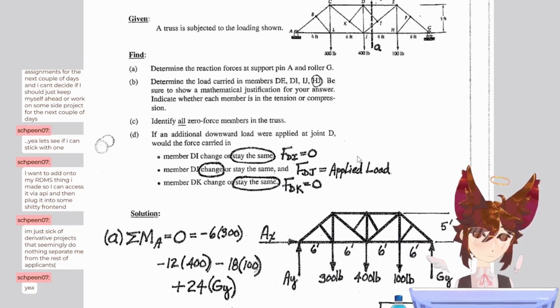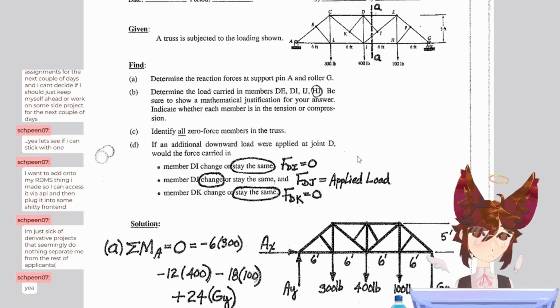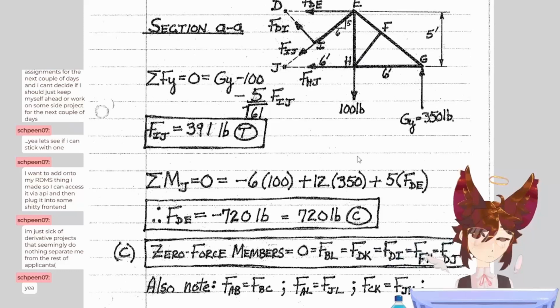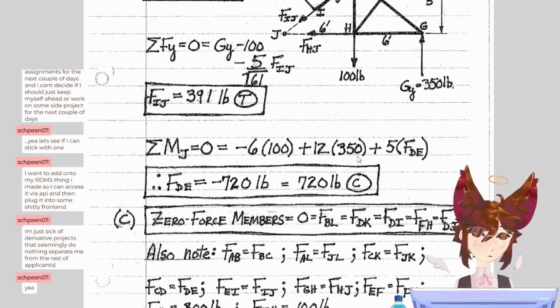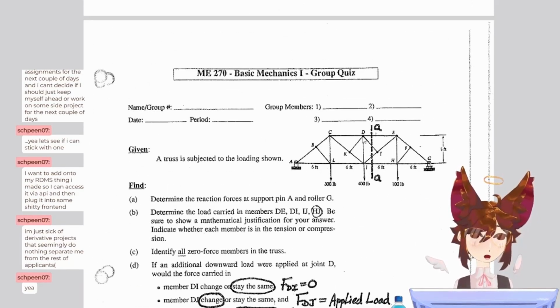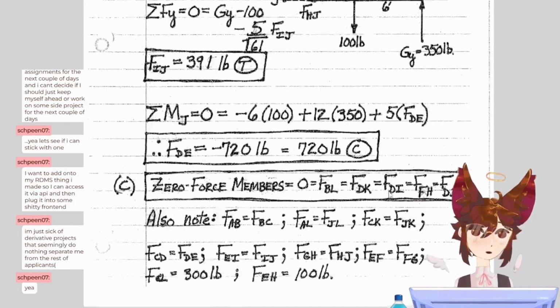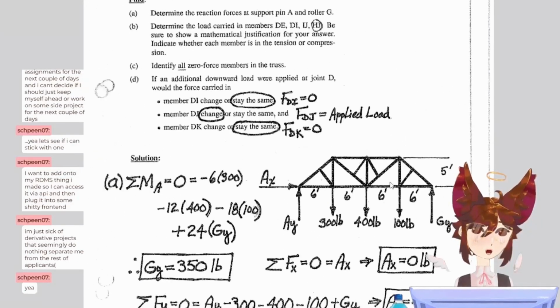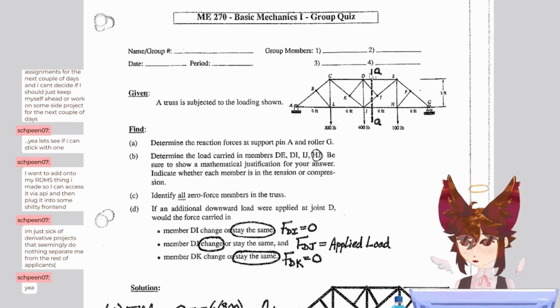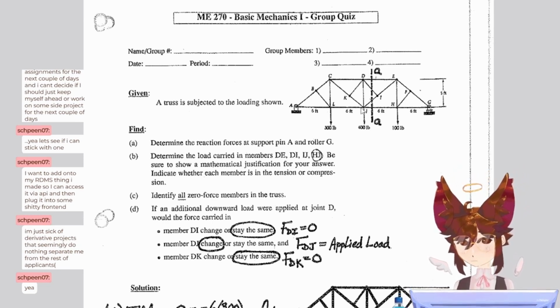Let's see. Identify all zero force members. So BL, DK. Wait, DI. Oh, DI. Okay, so BL, DK, DI. No, I got that one right. And then DJ and FH. Yeah, FH. Okay, so DJ. So the load has to be on the joint, not on the bottom of the joint. Gotcha.